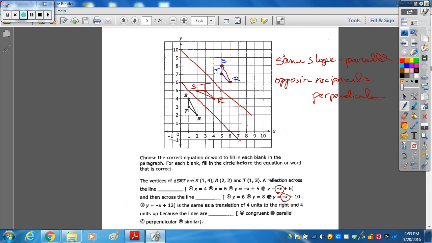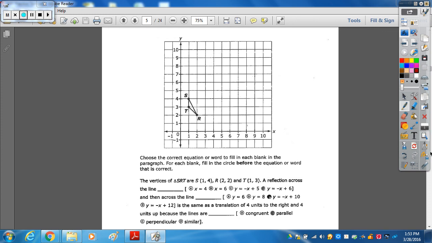Okay? And again, remember an example of this. If I give you a negative 3/2, the opposite of that would be positive, and the reciprocal would be 2/3. So that would be an example of perpendicular slopes. I could also give you a positive 5. Remember, that's 5/1. The opposite reciprocal would be negative 1/5. So just keep that in mind. That's how I would do that problem, checking out all possibilities.